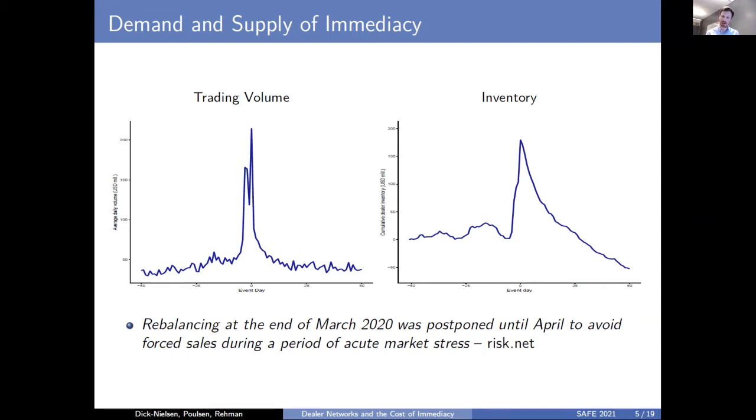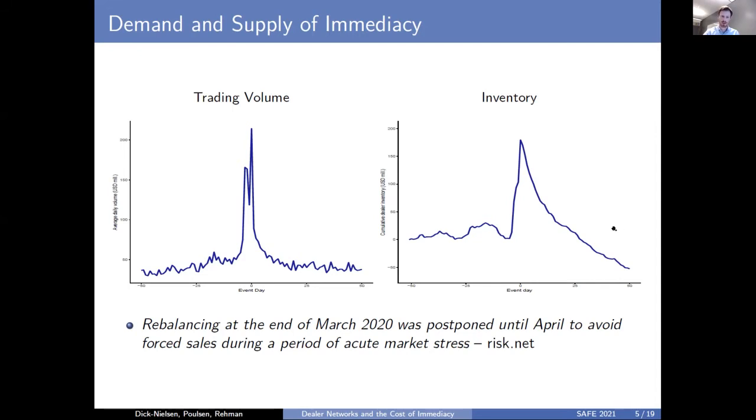Now looking at this from the dealer's point of view, we move to the right-hand plot here, where I show the average cumulative inventory across dealers, also in event time, and event day 0 is the exclusion date. So you can see that there's very little inventory build up prior to the exclusion date. And then when these index trackers are demanding immediacy, this is where we see a spike in dealer inventories. So dealers are using their inventories to supply this immediacy to the index trackers. After the exclusion date, dealers are then unwinding their inventories, as you can see on the right side of the plot here.